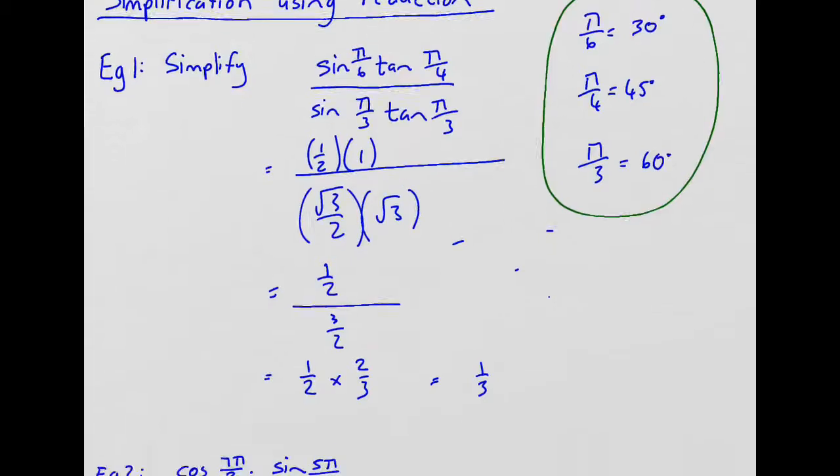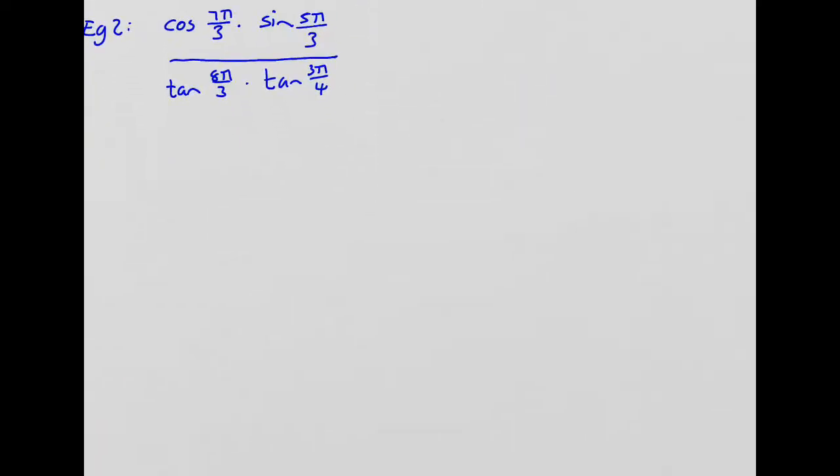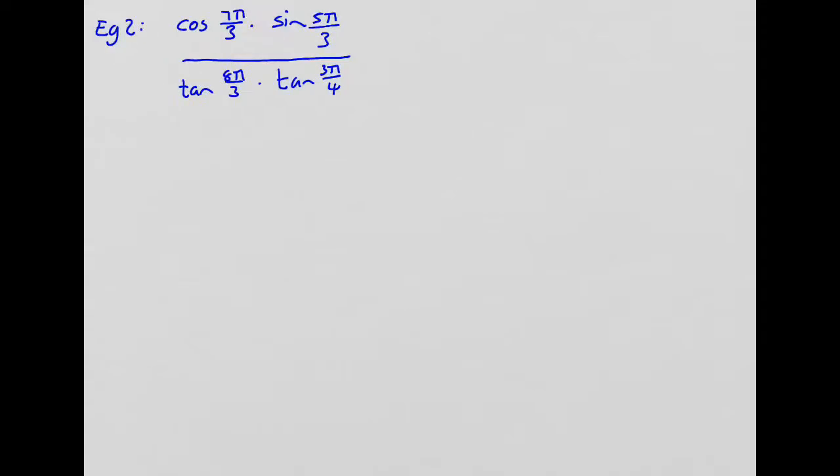Okay, so now we're going to move on to an example where the angles are not acute. They are greater than pi over 2, so we have to use reduction formulae in order to reduce them. Right, so firstly, let's look at the cos 7 pi over 3.